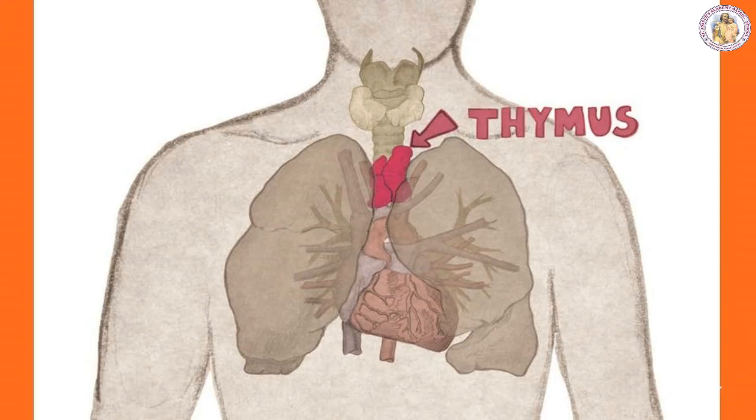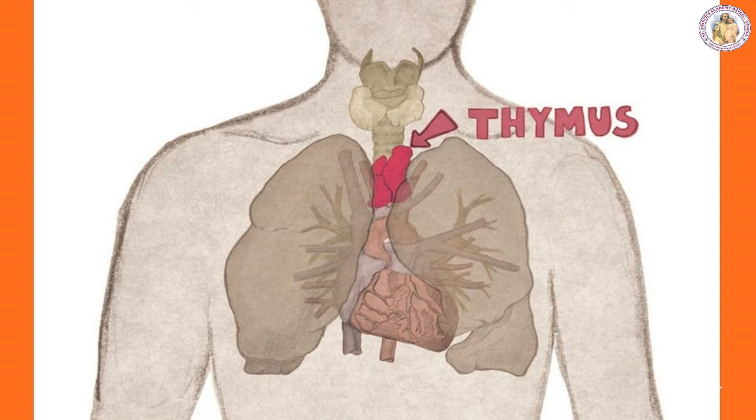The last gland is the thymus gland. Thymus is partly endocrine and partly lymphoid gland. It is situated in the upper part of the chest. The pink region I have marked and shown you is the thymus gland.